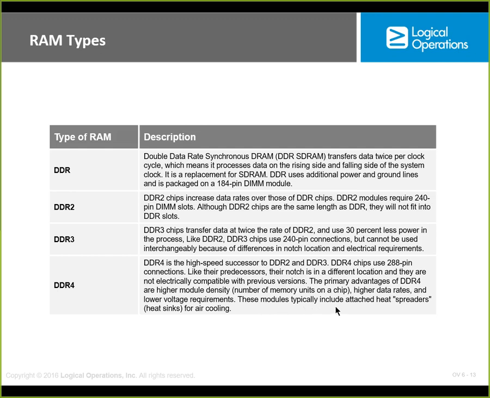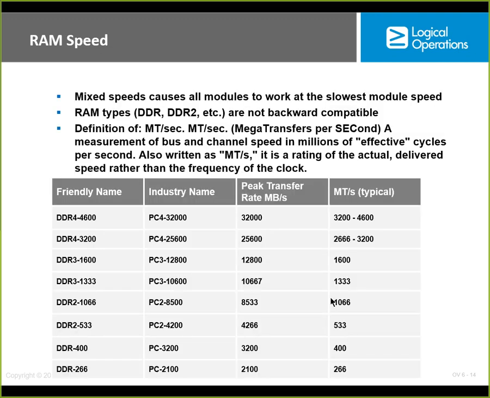Modules typically include attached heat spreaders or heat sinks. It's going to be a metal cover over it, and all that is really for is to spread out the heat. It's a heat sink, a heat shunt, to do these things. RAM speed: mixed speed causes all modules to work at the slowest module speed, if we should do that. RAM types, not backward compatible.